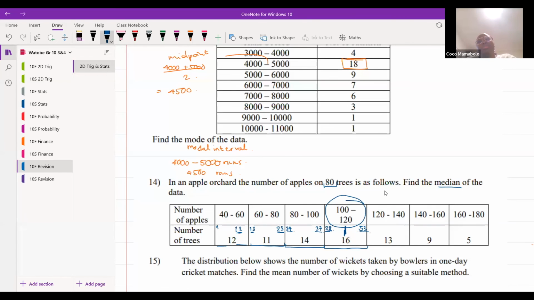100 to 120, which is where the 16 is. Normally when we look for these numbers, we need to do the cumulative frequency because it's a lot easier to see. So this would be 12, and this would be 23, and this would be 37, 53, and you'd keep going. I know that this only goes up to 37, so the 40th tree would be here.